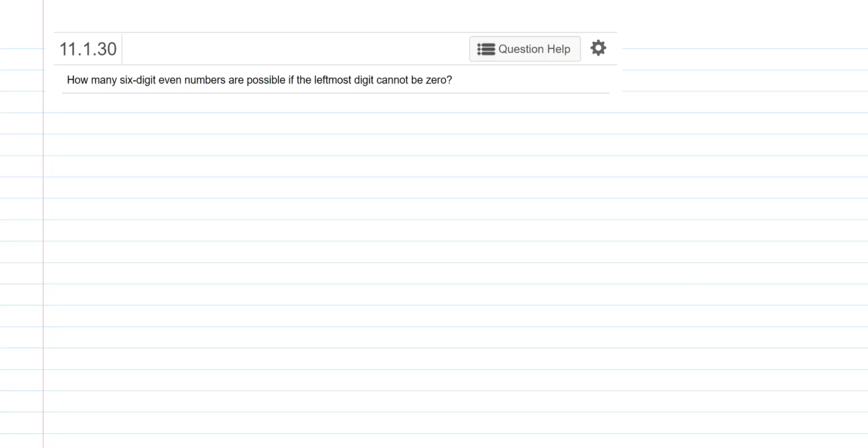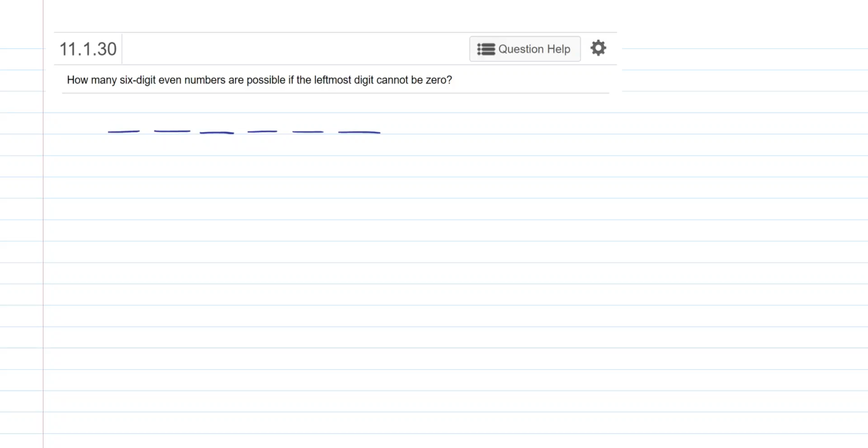How many 6-digit even numbers are possible if the leftmost digit cannot be a 0? So I'm looking to count the number of 6-digit numbers. I'm going to visualize what these would look like. I've got 6 places, one for each digit.